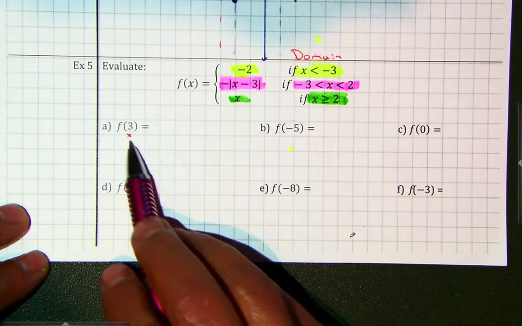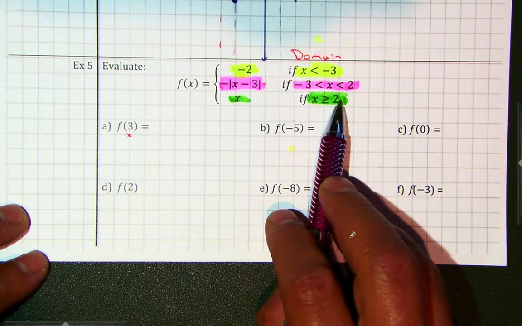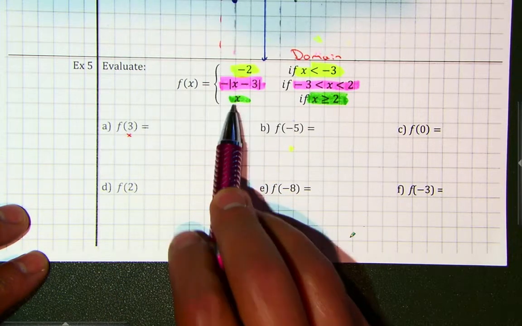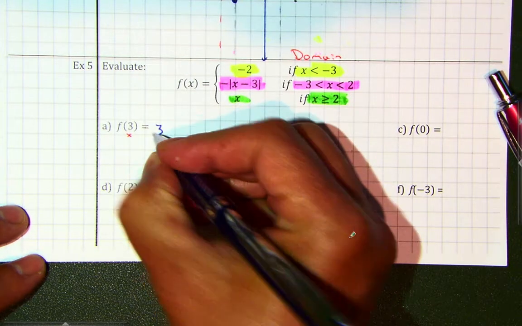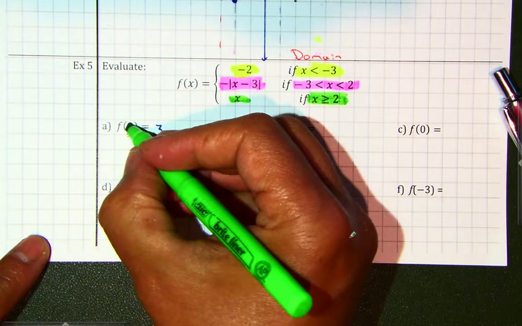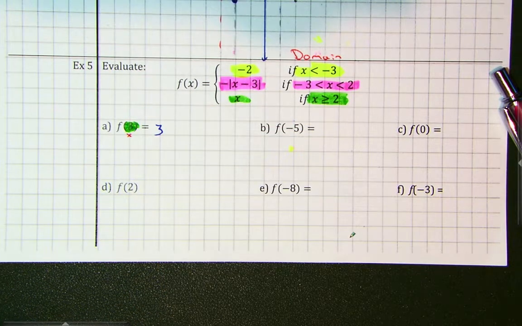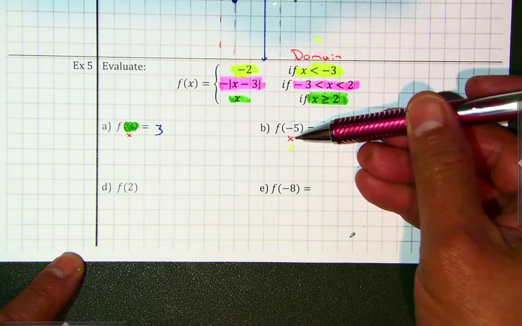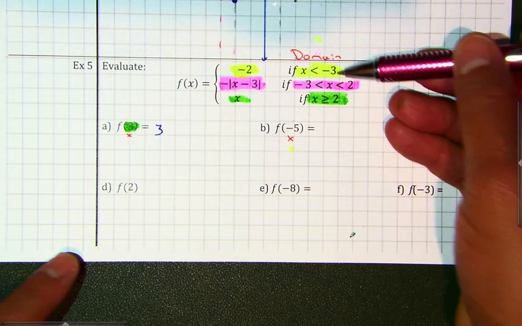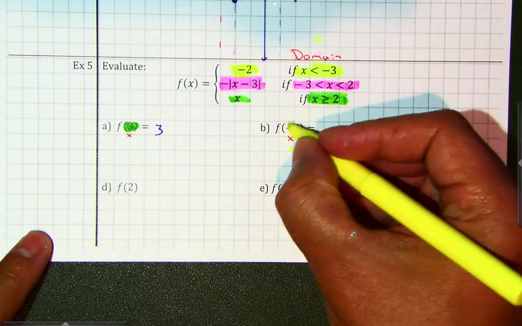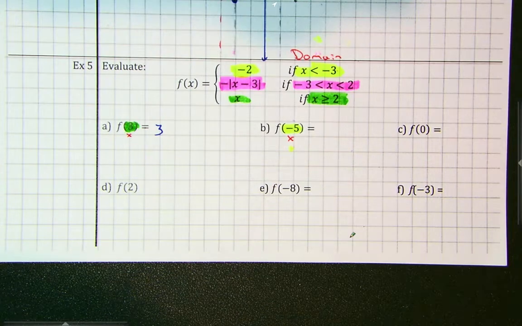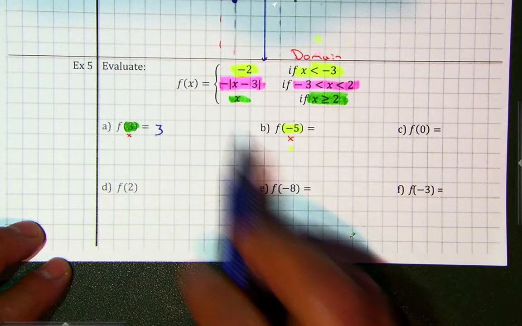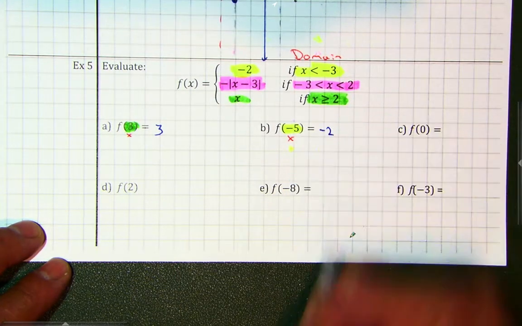Because 3 is greater than or equal to 2. So therefore, we're going to apply this function. We're going to plug in a 3 here, so it just gives us 3. So that was on the third piece. How about -5? -5 is your x value. Where do I need to plug it in? That belongs in the first piece because it's less than -3. So therefore, for this function, the y value is always -2. There's no x to plug it into.